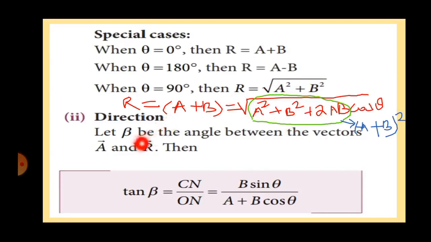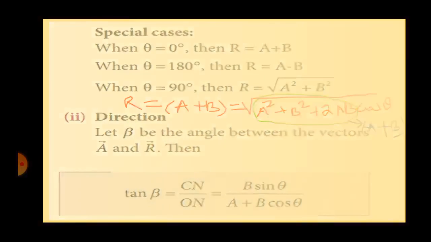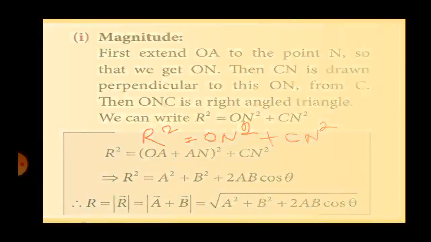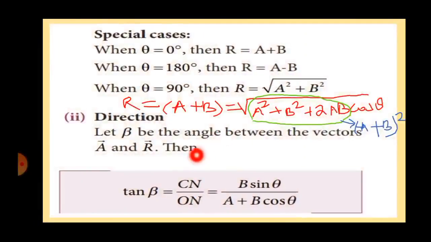Now let angle beta be the angle between A vector and R vector. Okay, now see the diagram. This is the resultant vector R vector. This is the magnitude of A vector. That is the angle beta. So beta is given by opposite term B sin theta, adjacent term A plus B cos theta. So now write it. Equation: tan beta is equal to CN by ON is equal to B sin theta divided by A plus B cos theta.